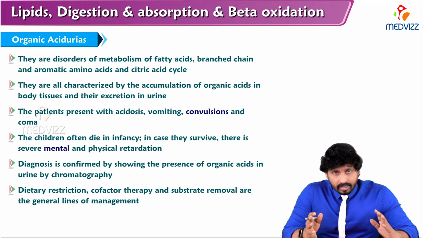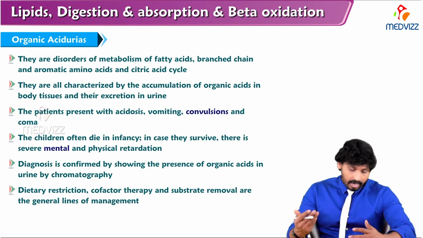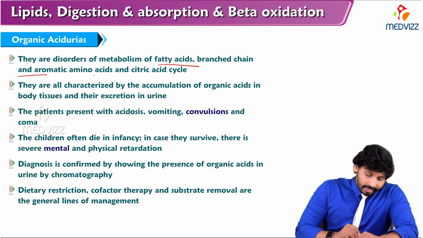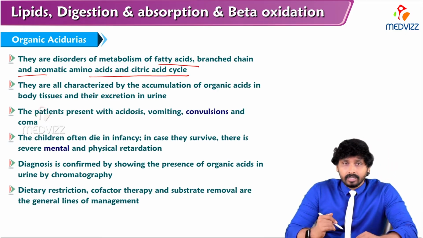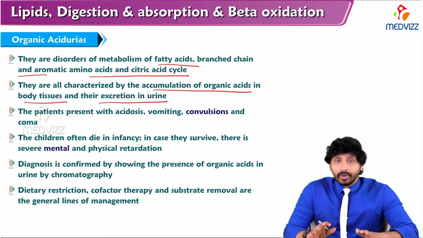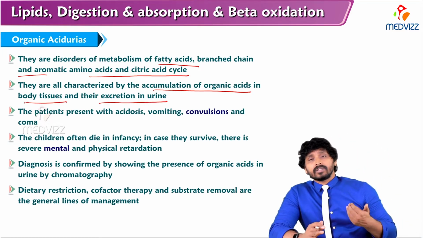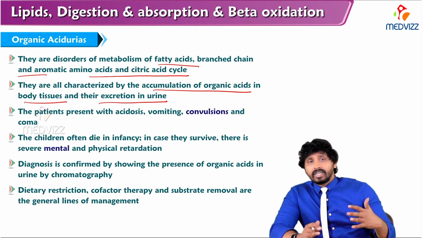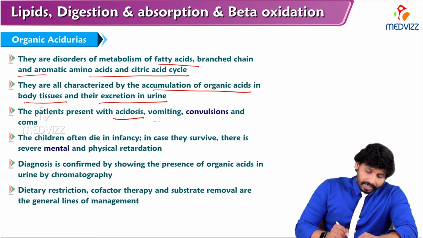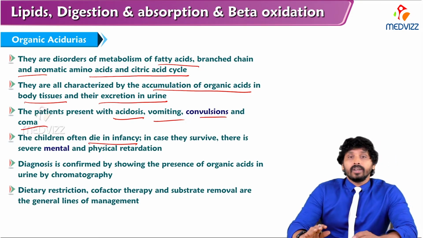So organic acidurias. What are organic acidurias? They are the disorders of metabolism of fatty acids, branched and aromatic amino acids, and citric acid cycle. They are all characterized by accumulation of organic acids in body tissues and their excretion in the urine especially. All these organic acids are excreted in the urine. It leads to a condition called organic aciduria. The patient presents with acidosis, vomiting, convulsions and coma. The children often die in infancy.